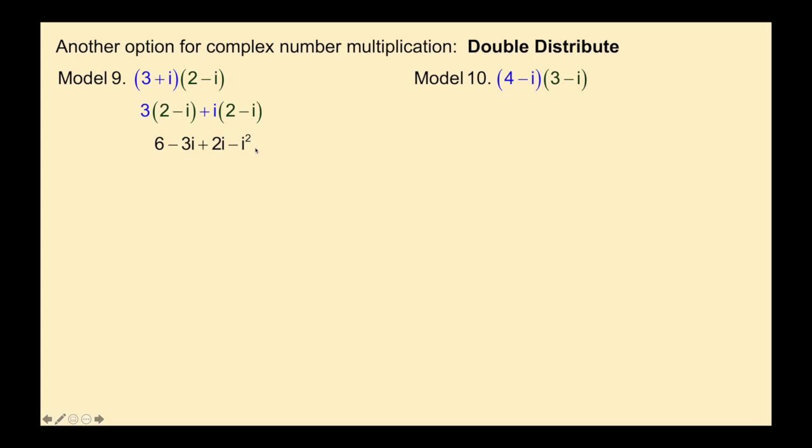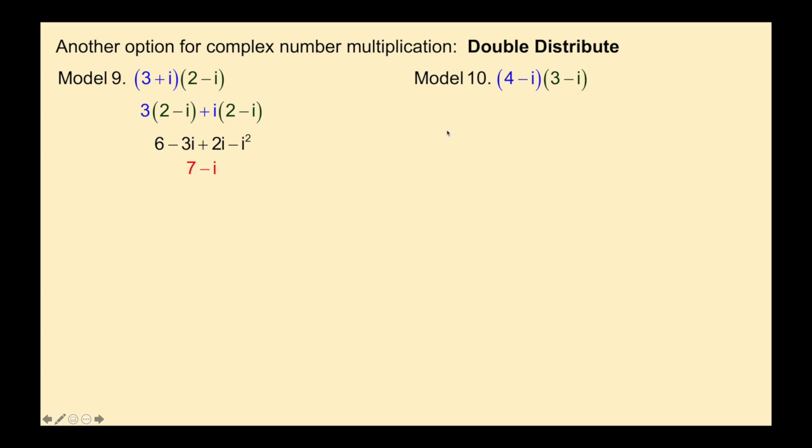Now from here, I'm going to combine. I know that this negative i squared is going to turn into a negative negative 1. So that's a positive 1, plus 6, which will be 7. And then negative 3i plus 2i will be a negative i. So I've got 7 minus i for the final answer.